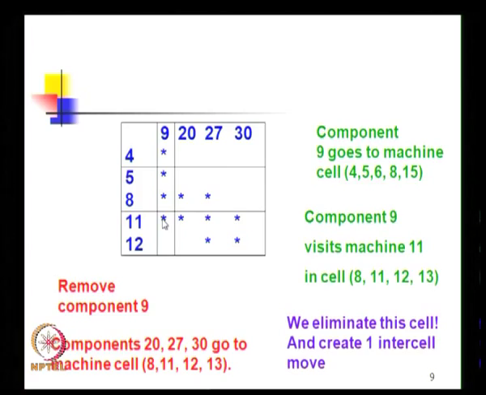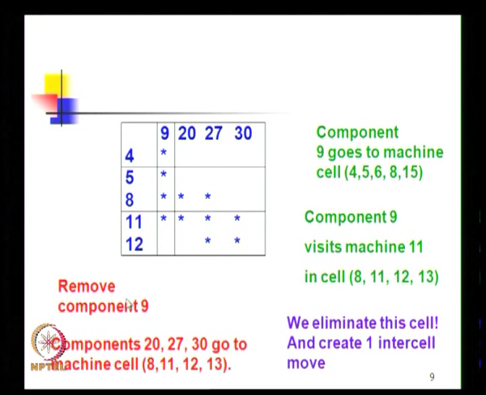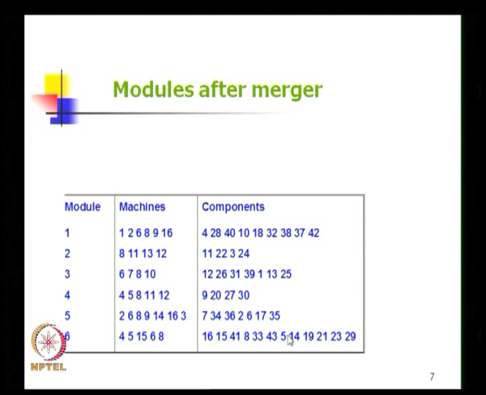So, component 9 requires 4, 5, 8 and 11. So, we go back. Now, there is this module which has 4, 5, 6, 8 and 15. So, it has 4, 5 and 8. 11 is the only thing that is needed. So, remove component 9, create one intercell move, push component 9 into this module and create one intercell move. So, in this way we have eliminated a cell and we have created one intercell move.